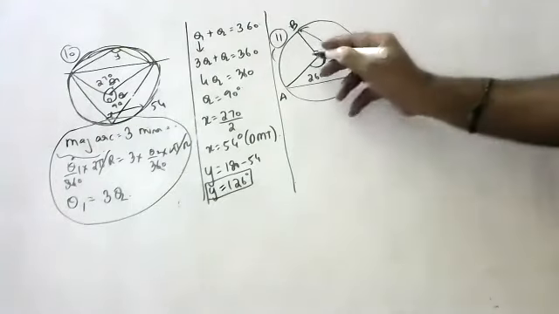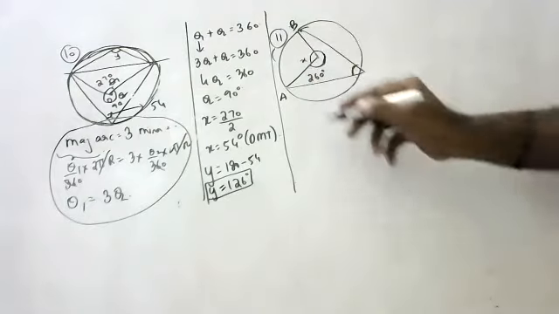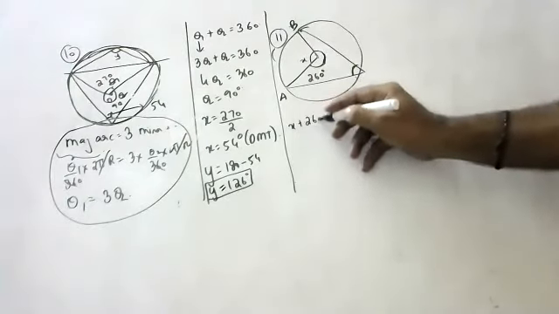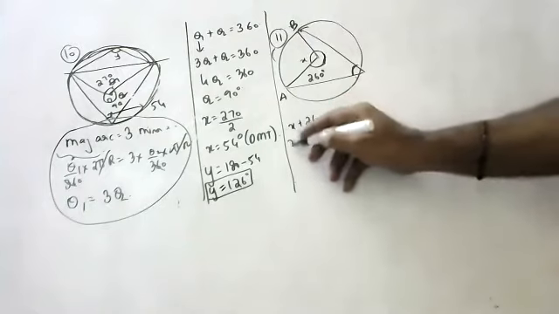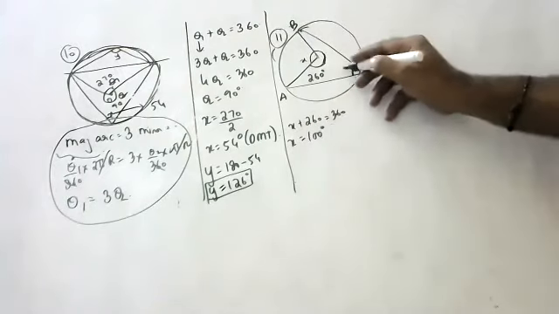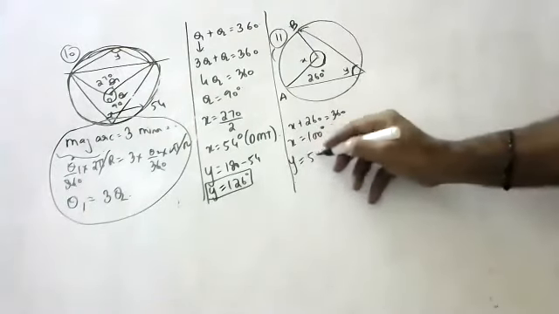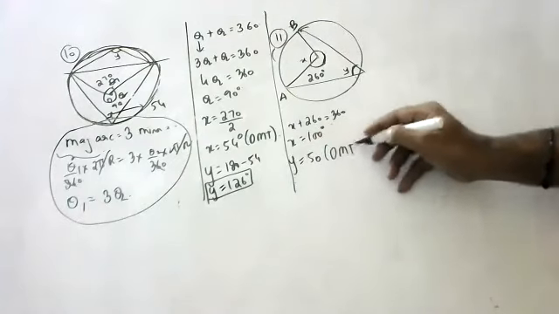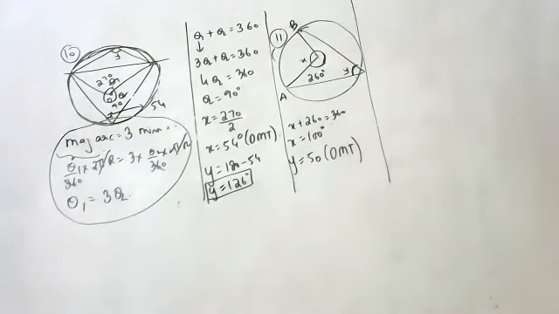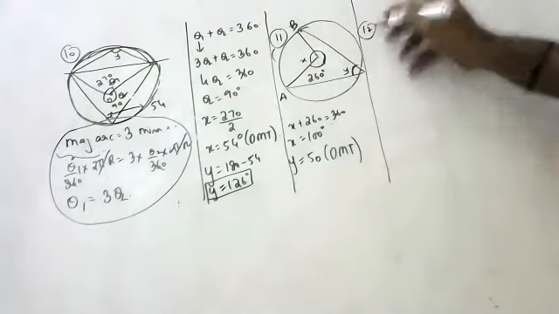The 260. Sir, the angle x: x plus 260 is equal to 360, complete angle. X is equal to 100 degrees, sir. The y is equal to 50 degrees, sir. Degree measure theorem. That's all, children. Understood, children? Like this, degree measure theorem.